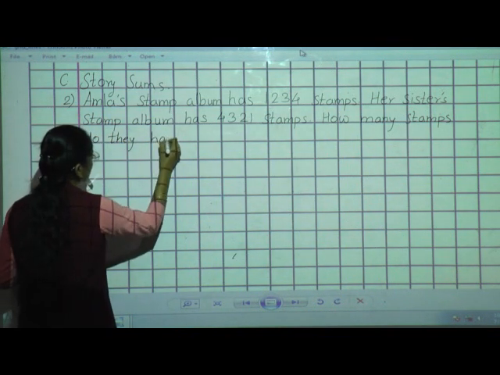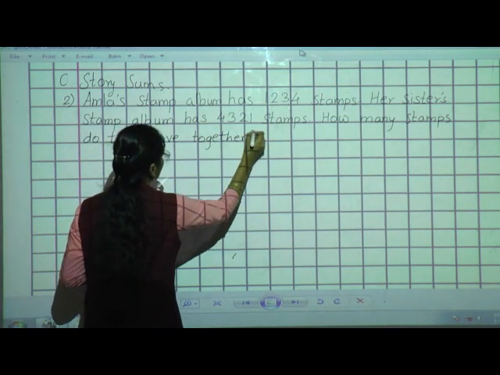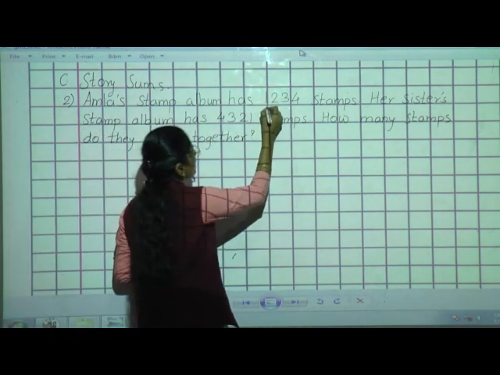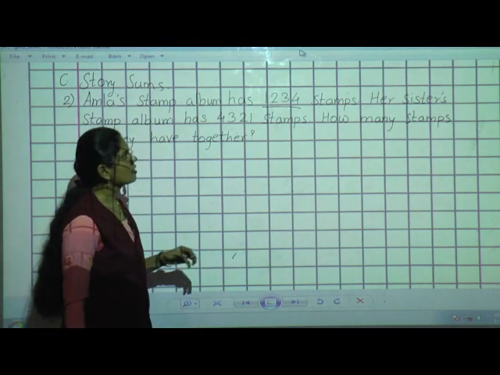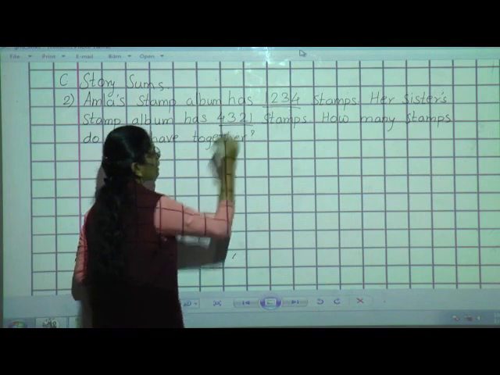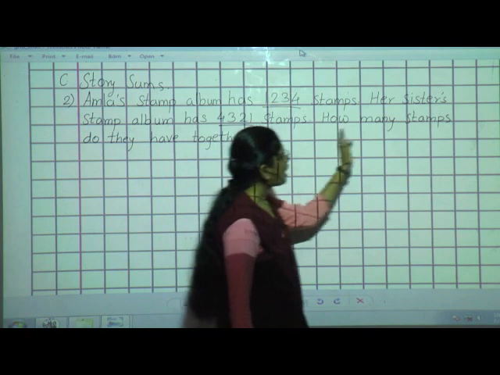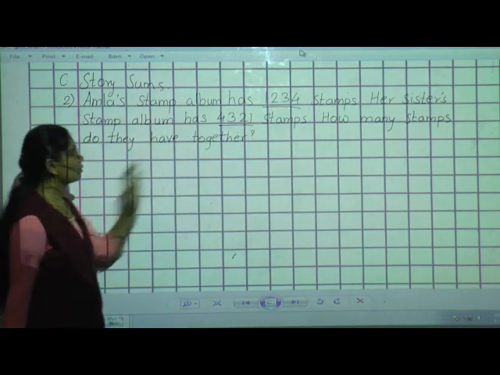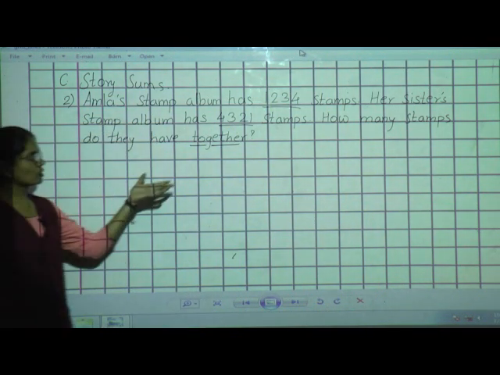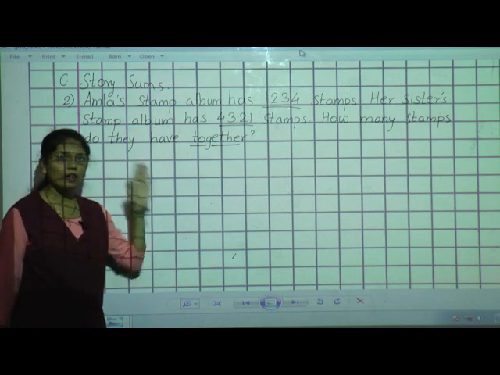Now read once again. See, Amla's stamp album has 1234 stamps and her sister's stamp album has 4321 stamps. Both are 4-digit numbers. And the question is, how many stamps do they have together? Now see this word together. If total, together, sum, if these words come, that time we have to do the addition.